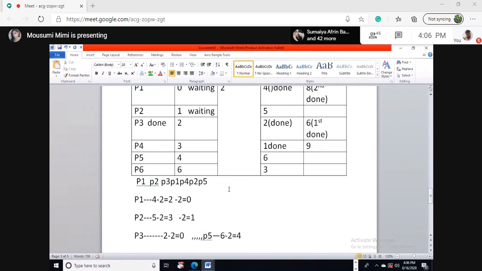Then I will go for process 6. I go for process 6 and the burst time is 3 for process 6 and the time quantum is 2.